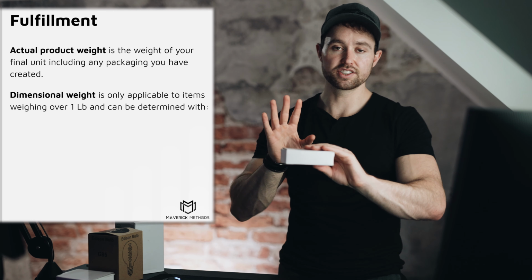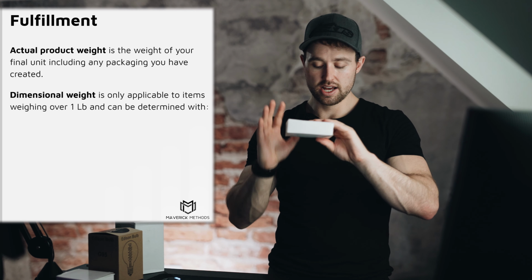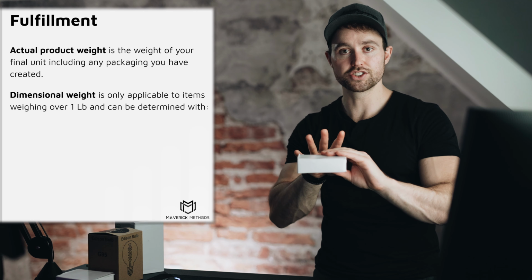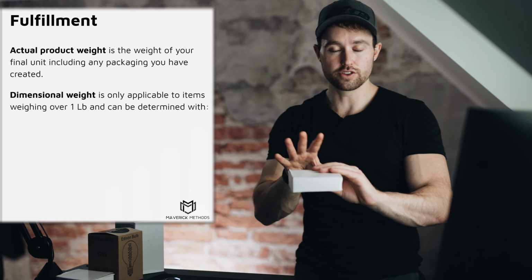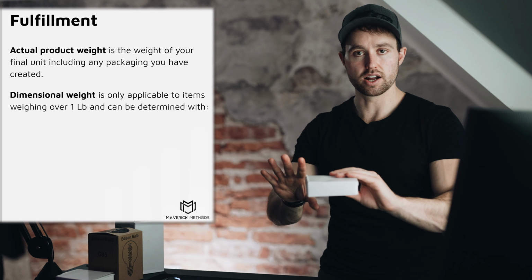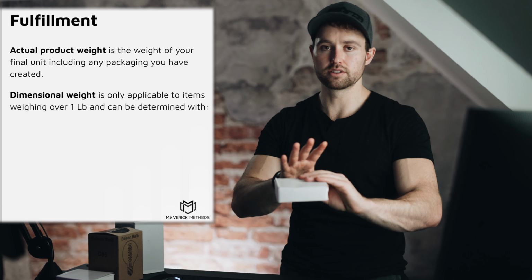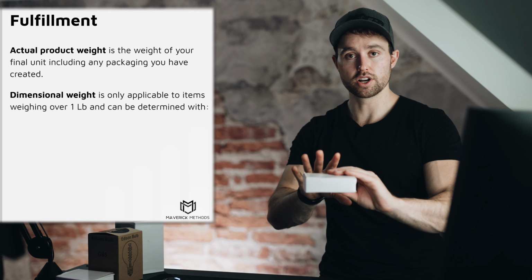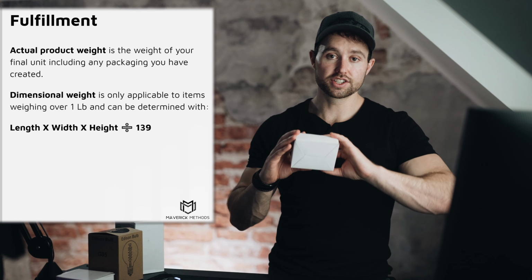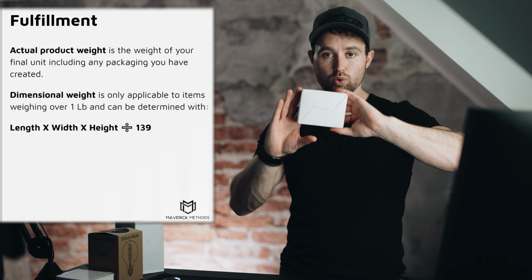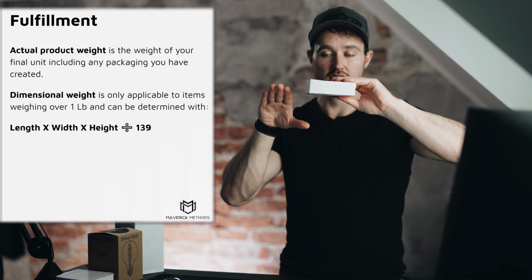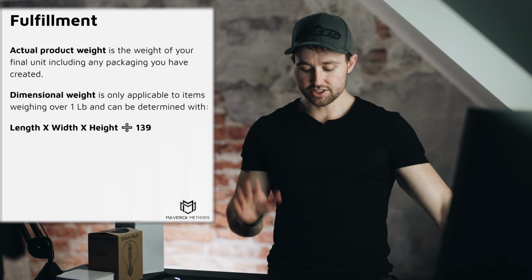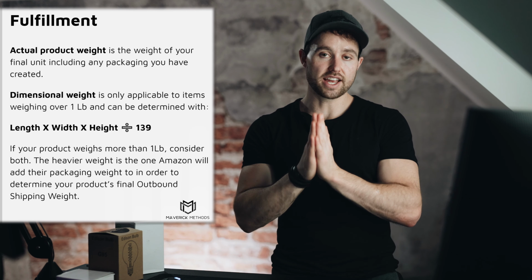The second one is dimensional product weight. Now, Amazon only brings this into play if your product weighs over 1 pound. So if your product's under that, you should be fine. But generally, sellers are often selling products above 1 pound. So you do want to work this out. And the way you want to do this is your length times width times height, and then you're going to divide that by 139. Really simple. And that's going to give you a set number.